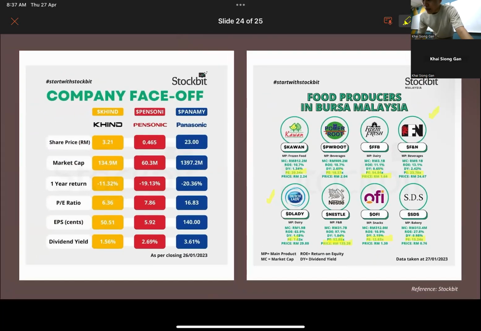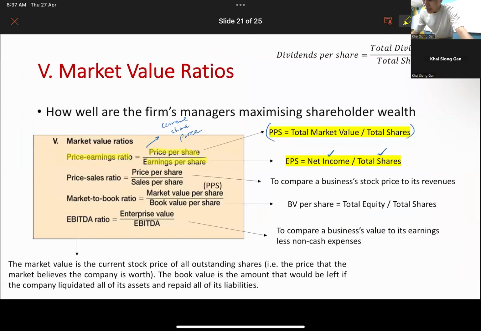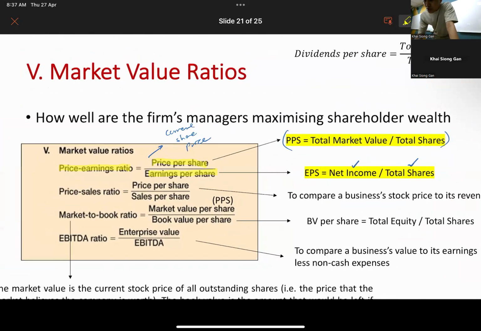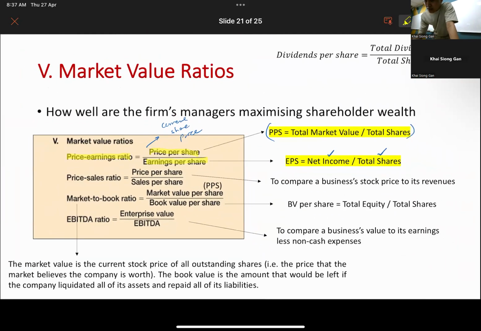So back to our contents. We are done with the P/E ratio. The next one is the price-to-sales ratio. This one is not too important. Basically, I'm just looking at the comparison between price per share and sales per share, to compare a business's stock price to its revenue from sales. Price per share is the current share price as a proportion of the sales revenue.